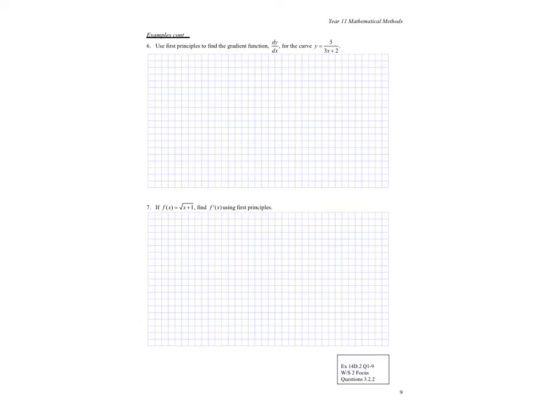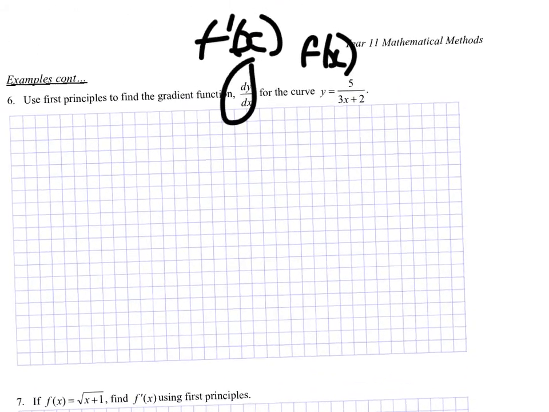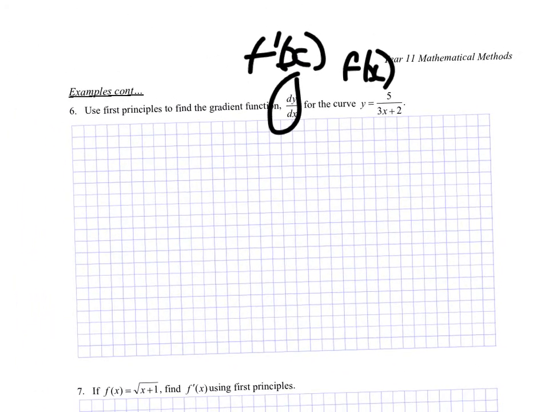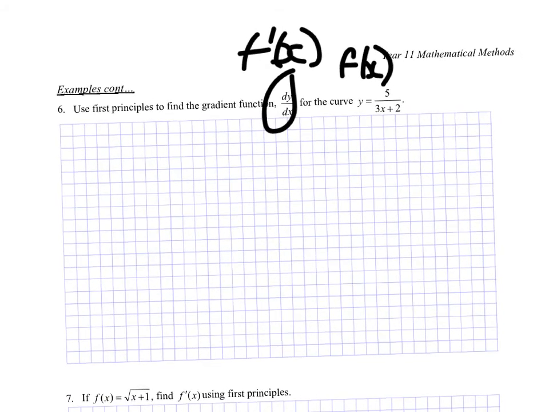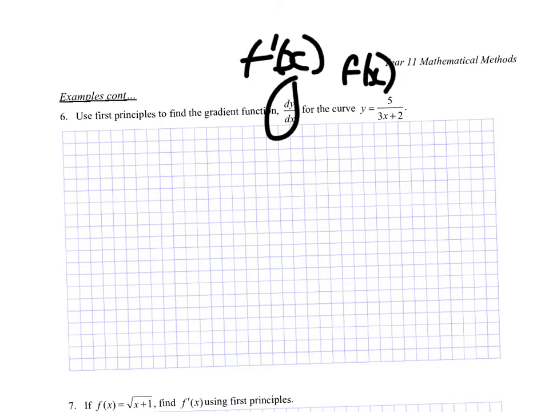Okie dokie, so for this one, I'm just going to change that to f dash of x, and I'm going to change that y to f of x. So we're going to use the same formula as before. We're going to use the formula for finding the gradient function, so we're finding the slope function or finding the derivative, means the same thing. We're going to use the formula that f dash of x is going to equal the limit as h approaches 0 of f of x plus h, take f of x, all over h.